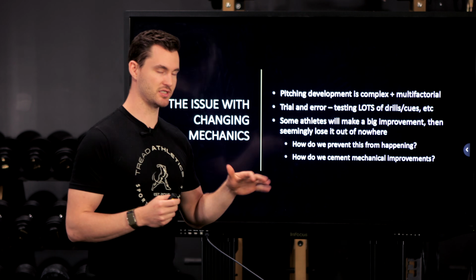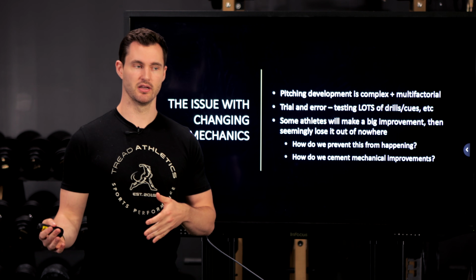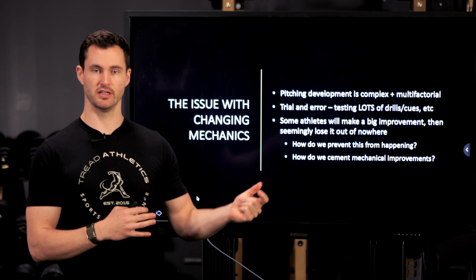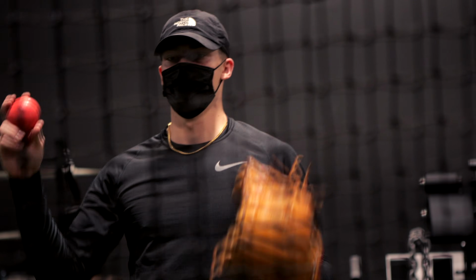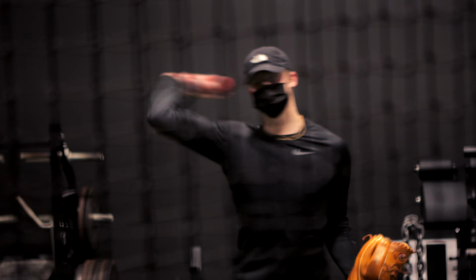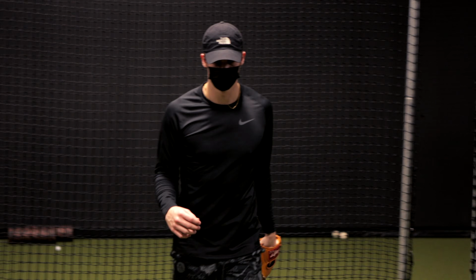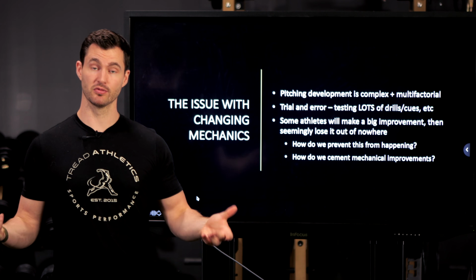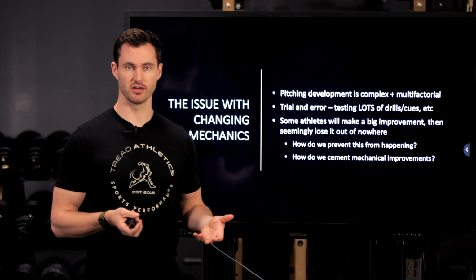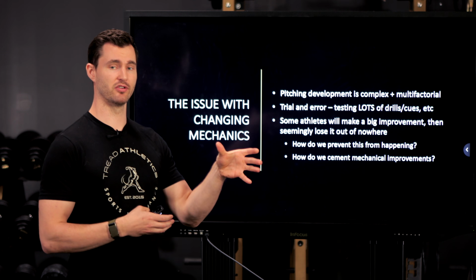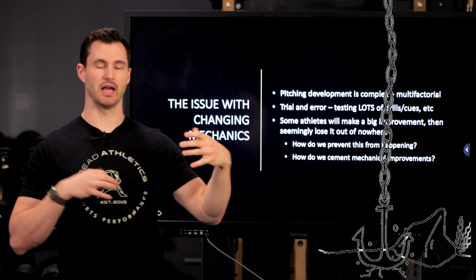But then what you see as a coach is you see some of these athletes actually regress and lose that pattern. So they'll gain 3 or 4 miles an hour, it'll click, and then a month later or over the course of the season, that pattern starts to regress and their velocity starts to regress and they begin to lose what you worked so hard to create. So how do you prevent this from happening? And how do we cement mechanical improvements once they've actually been made? And that's the idea of a mechanical anchor. You make the improvement, now you can anchor that in, it holds that pattern there versus bouncing all over the place.